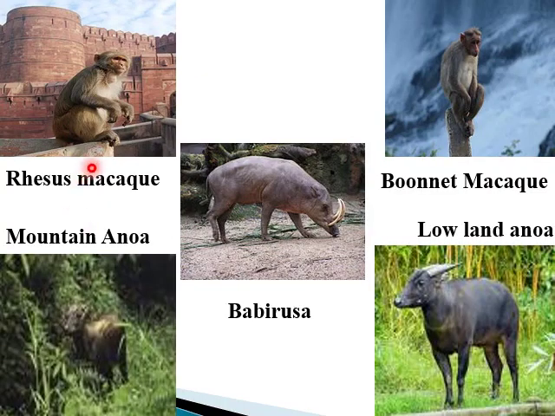Here you can see the rhesus monkey, mountain anoa, babirusa, bonnet macaque, and lowland anoa. These are the different animals that are basically endemic to this area.